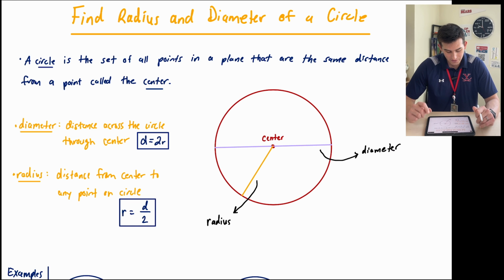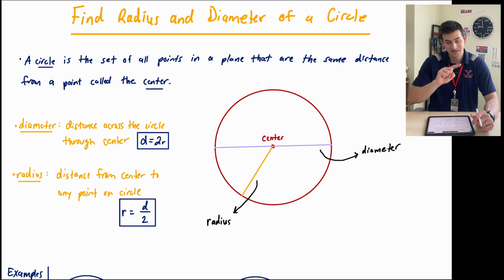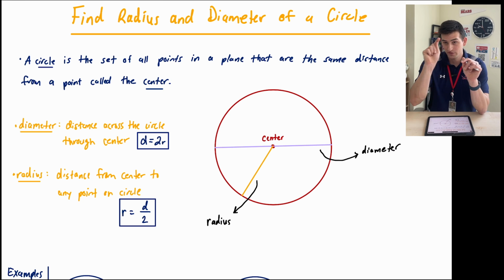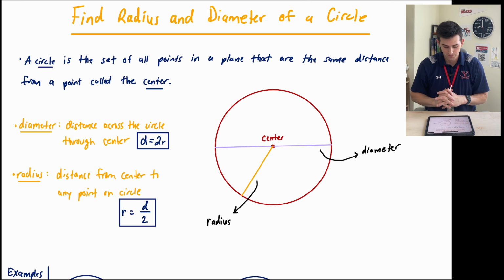So first of all, a circle is the set of all points in a plane that are the same distance from a point, which is called the center. So if we look at our diagram on the right side of the screen, we see our circle, we see the center of the circle. Imagine we had a bunch of little points, all that are the same distance from the center, and we connected those points. That's going to give us a circle, okay?